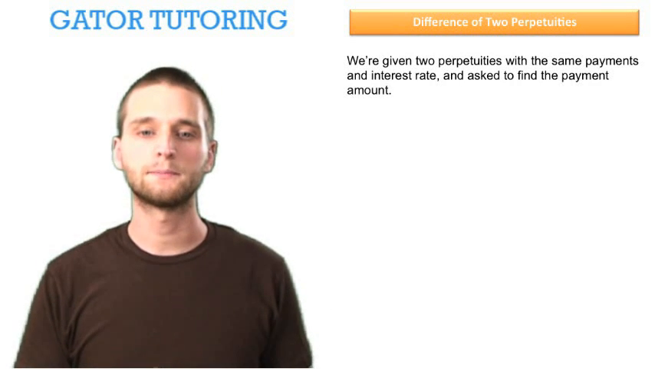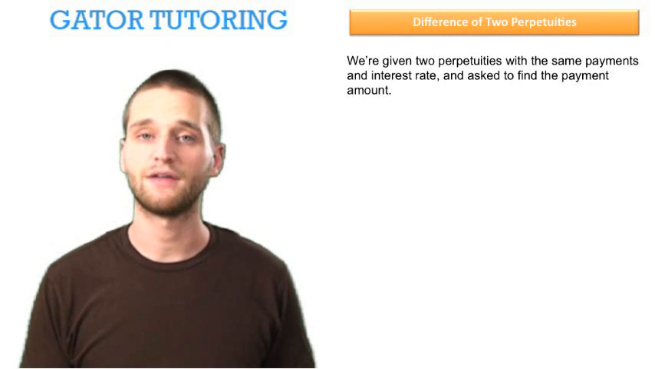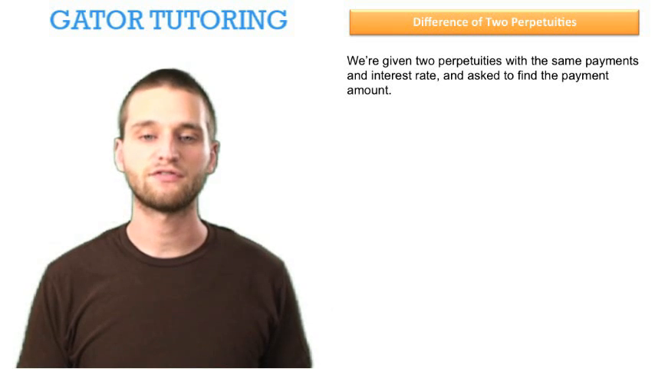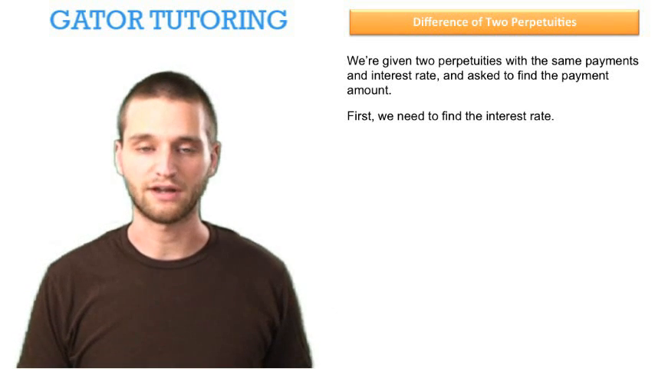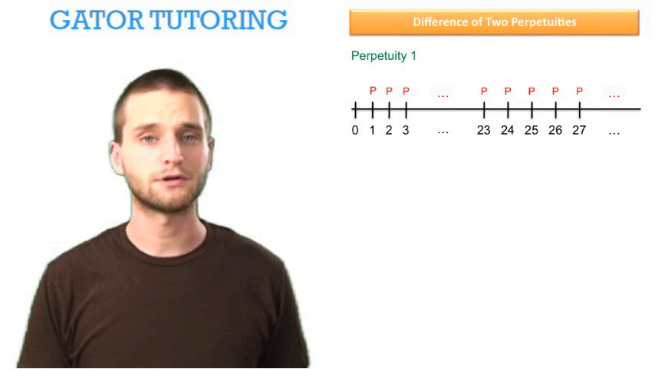So we're given two perpetuities with the same payments and the same interest rate, and we're asked to find the payment amount. First, we need to find the interest rate. So let's look at our two perpetuities.